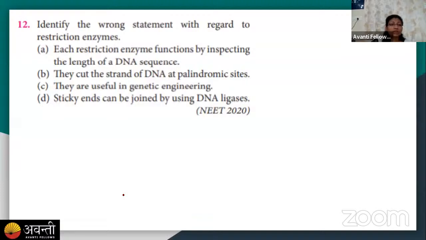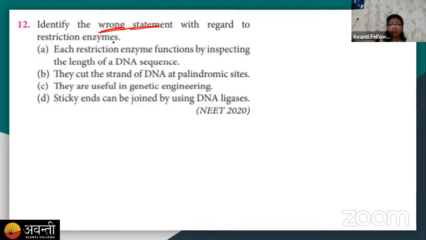Next question says, identify the wrong statement. You have to find out the wrong statement, the statement which is incorrect. Please keep this thing in mind while reading the options. You have to find out the wrong statement, right? Don't go for the correct one. With regards to the restriction enzyme, now you have to find out the incorrect statement regarding the restriction enzyme only.